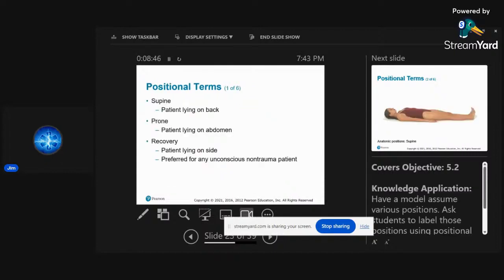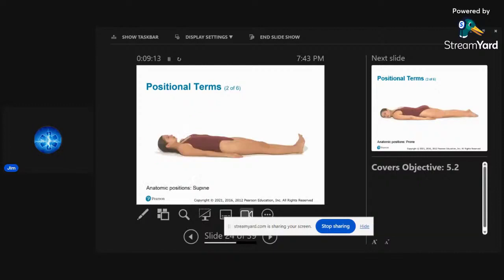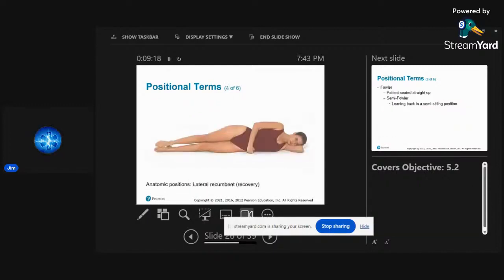Positional terms: supine. That's when someone's laying on their back. They're supine. Prone is when someone's laying on their belly or abdomen. And we're going to talk about the recovery position. I've mentioned it before, but it's a patient laying on their side, preferred for any unconscious or non-trauma patient. A lot of times we do the left recovery position because, when we put them on the cot in the left recovery position, they are facing the EMT or the paramedic in the back of the ambulance. Here's a good picture of supine and prone. And here's the left recovery position.